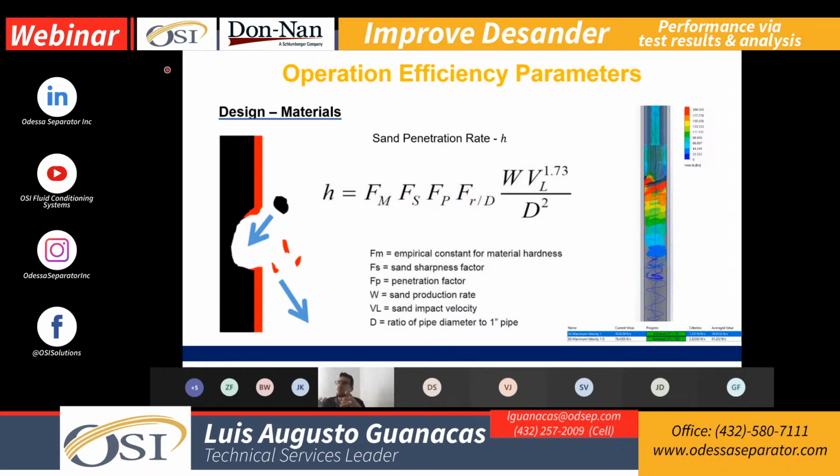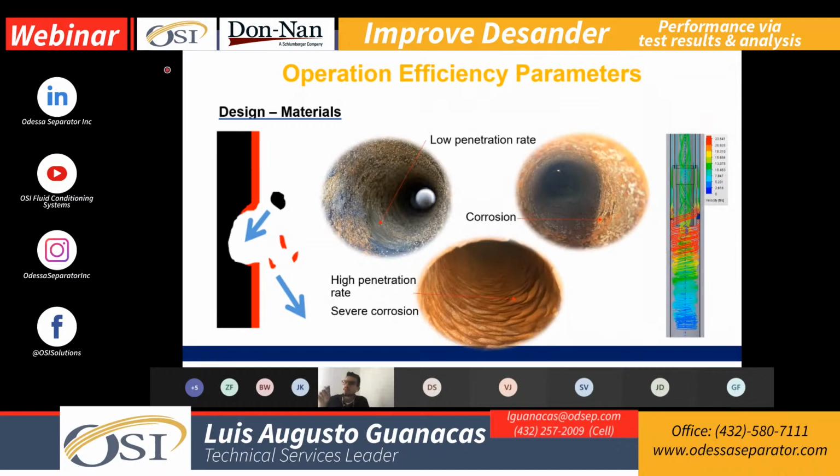What's the problem when you don't use the proper material for your tools? Shivani, can we move, please? You will have this problem. So these are real examples of how this velocity is affecting the inside of the tool. You will see that you have low penetration cases, but at the bottom, you will see a high penetration rate affected together with a corrosion problem.